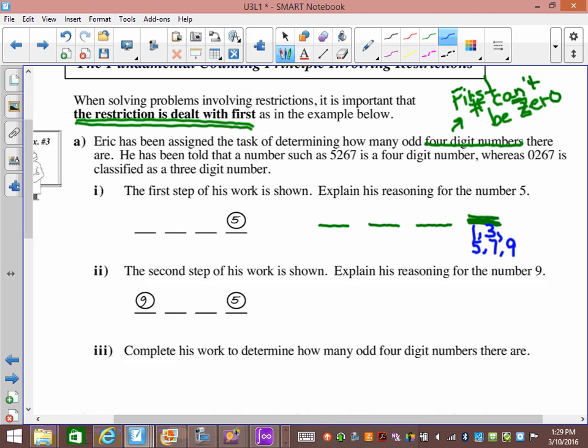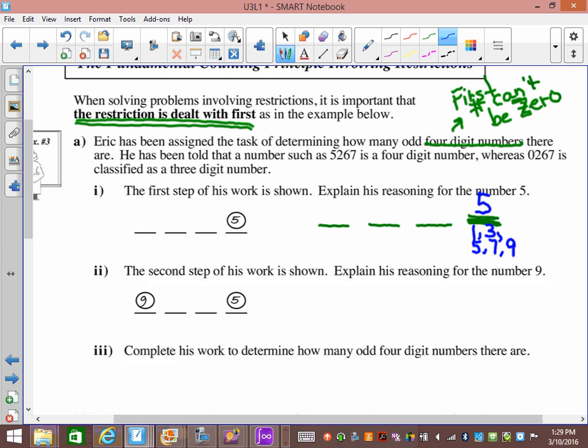So how many options is that? 5. And so I put the number of options above. I have 5 options. Now, am I using all 5 of them? No, it only has a spot for 1 number, but that's fine. Above the blank is always the number of options you have. So we have 5 options for that back blank.